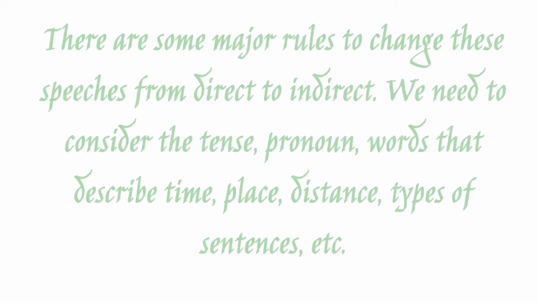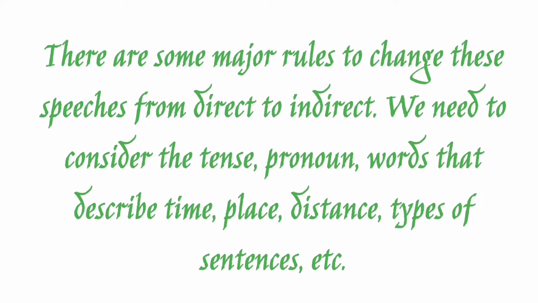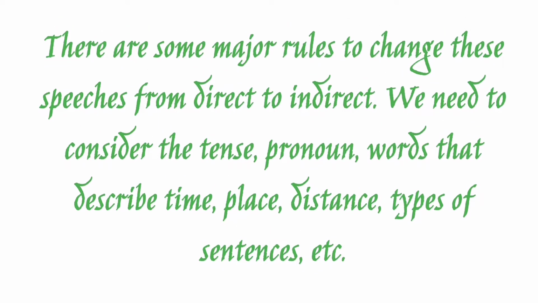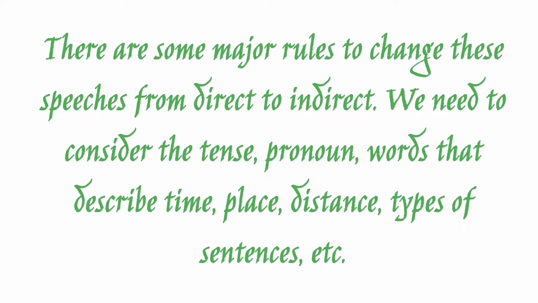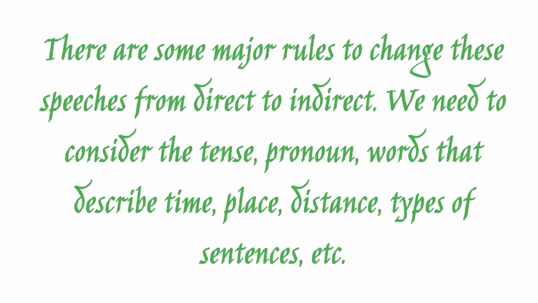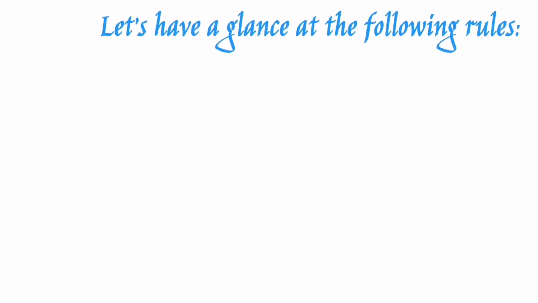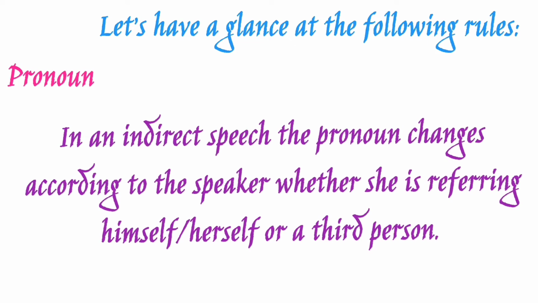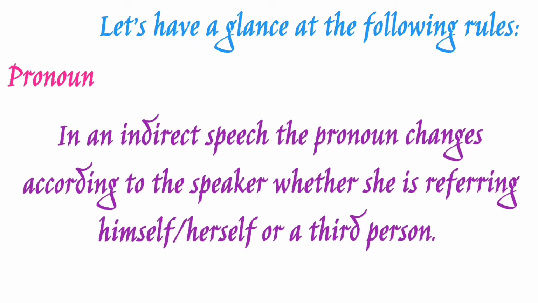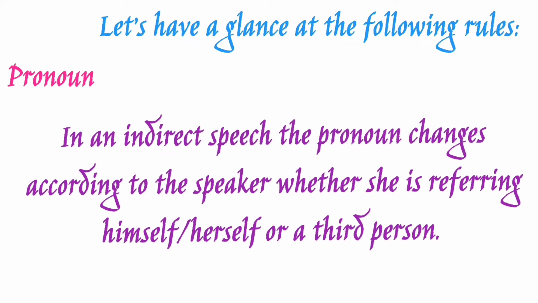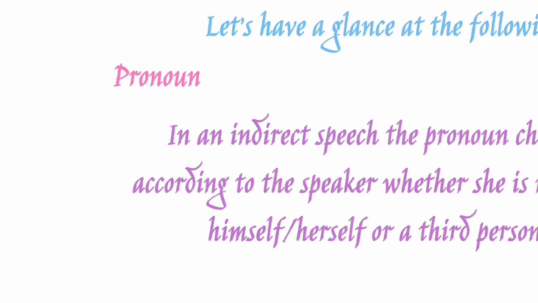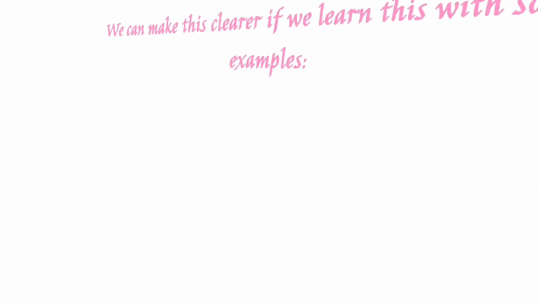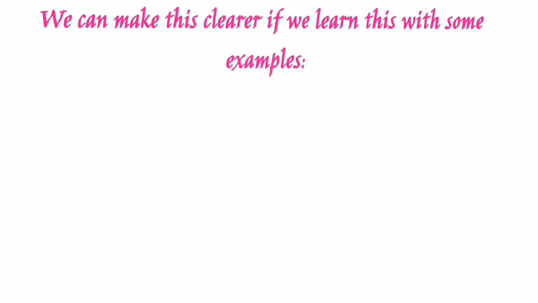There are some major rules to change these speeches from direct to indirect. We need to consider the tense, pronoun, words that describe time, place, distance, types of sentences, etc. Let's have a glance at the following rules. Pronoun. In indirect speech, the pronoun changes according to the speaker, whether she is referring to himself, herself, or a third person. We can make this clearer if we learn this with some examples.